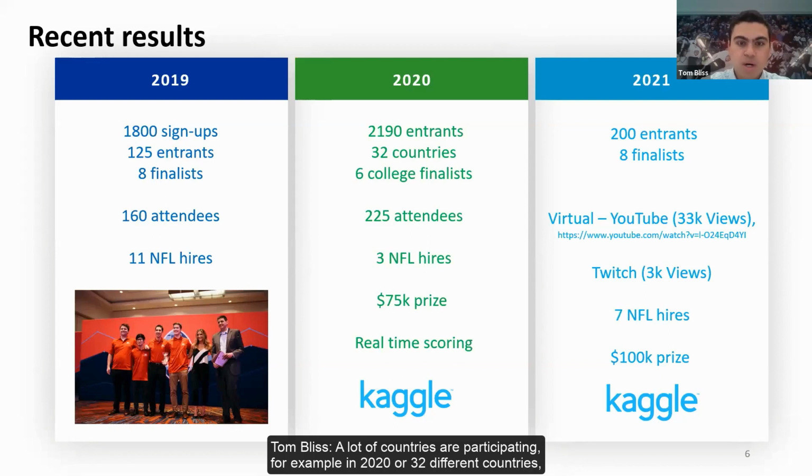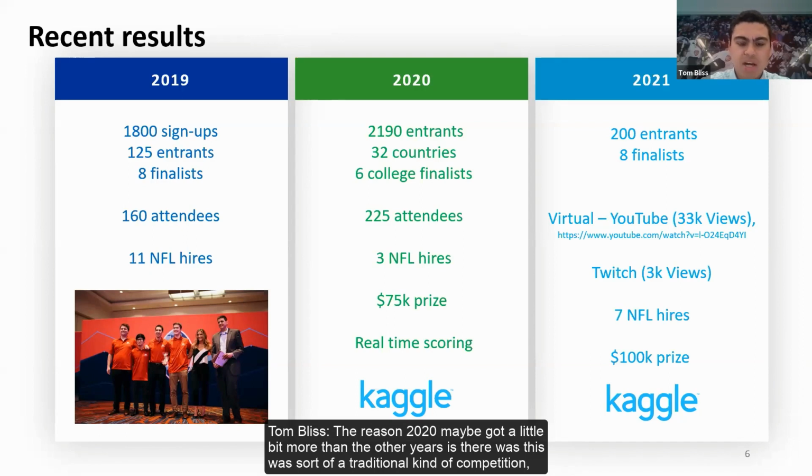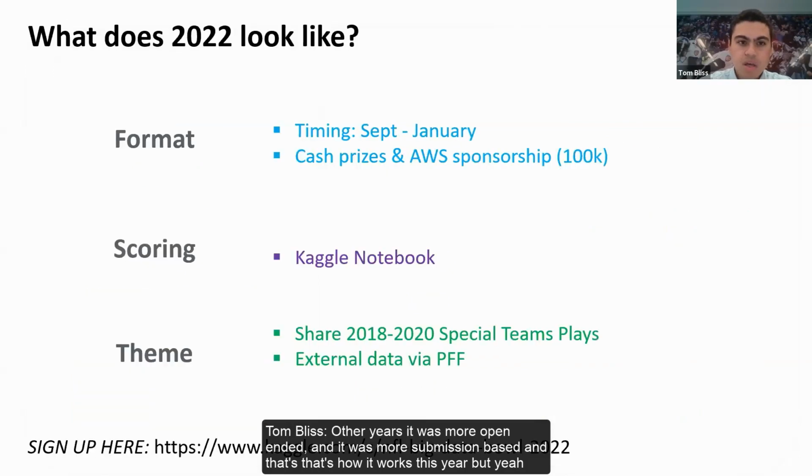For example, in 2020, there were 32 different countries. The reason 2020 maybe got a little bit more than the other years is this was sort of a traditional Kaggle competition in the sense that there was one metric, where other years it was more open-ended and more submission-based, and that's how it works this year. But yeah, we get a lot of participants, and typically we see some NFL hires from it.